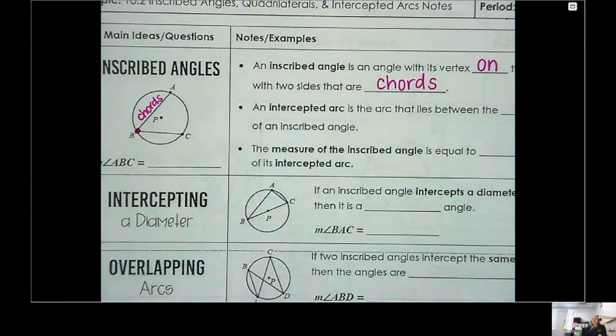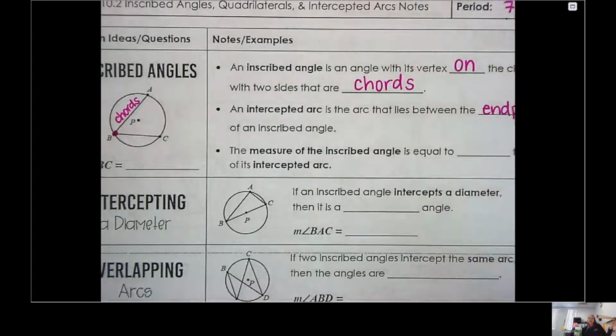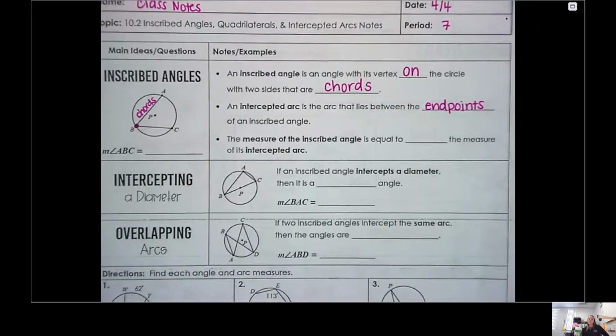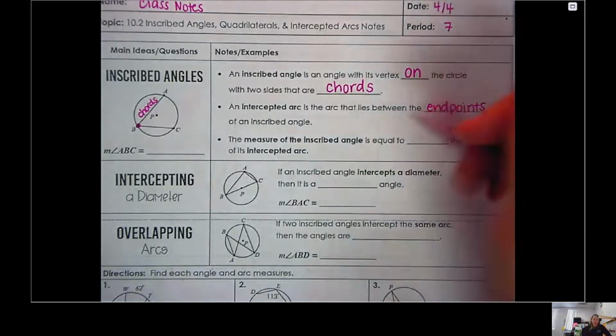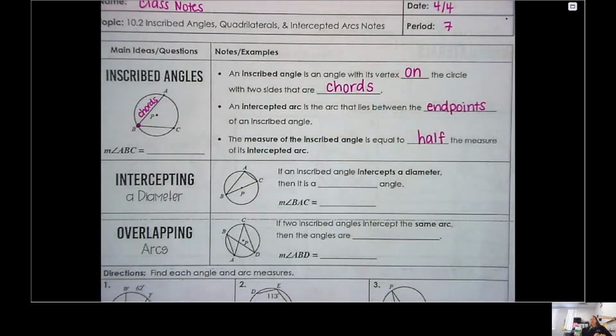An intercepted arc is the arc that lies between the endpoints. Let me zoom out, sorry. Between the endpoints of an inscribed angle. And the measure of the inscribed angle is equal to half the measure of its intercepted arc. Okay, so that's all the vocabulary, the definition. Here's really what that means.